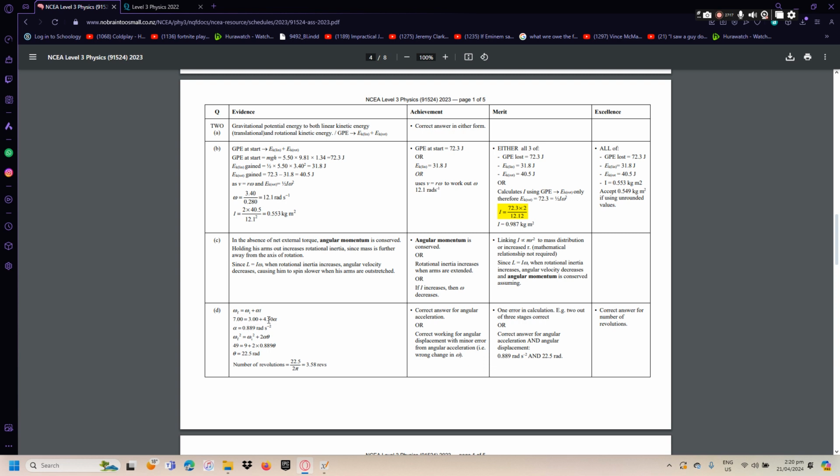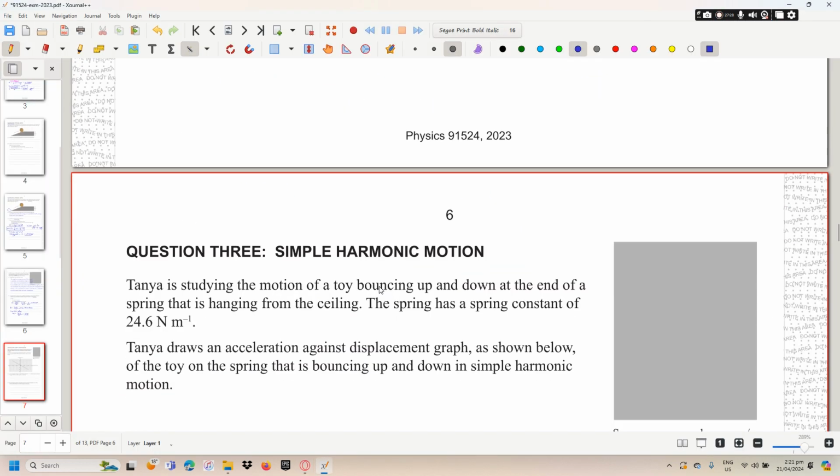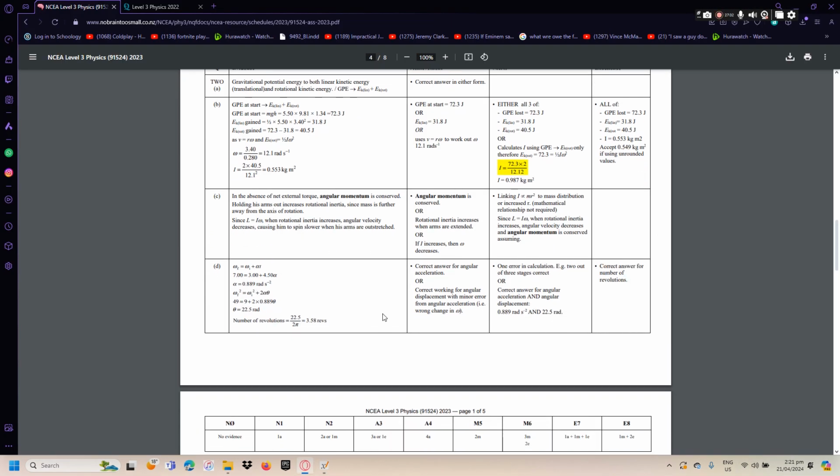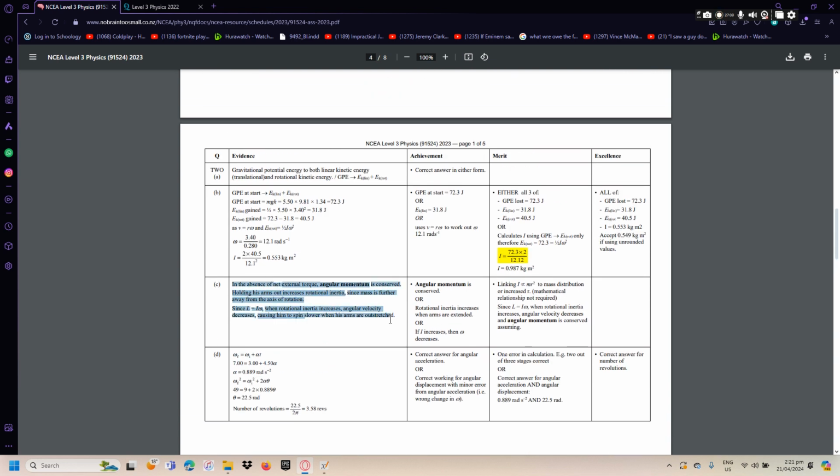Wait, how do they do it? 7 equals... Yep. 0.89. Could do it that way. That works too. Yeah, it all works. Cool. 3.58. Okay. So, when do you get E? That was E? Okay, that's probably the world's easiest excellence question, if I'm honest. I think this one should have been with E. That was also with E.